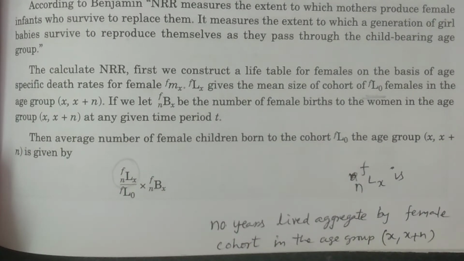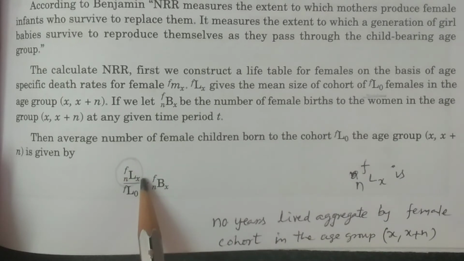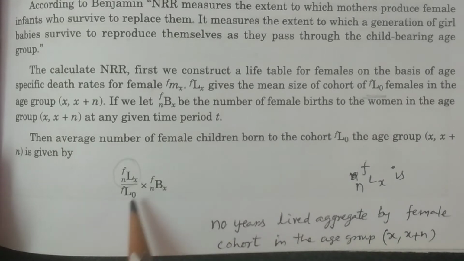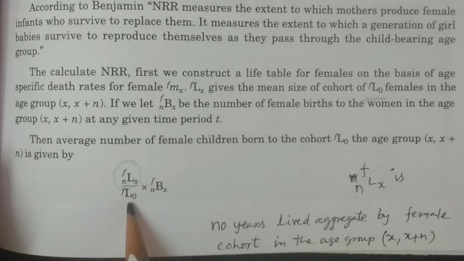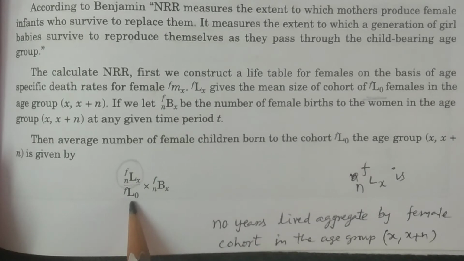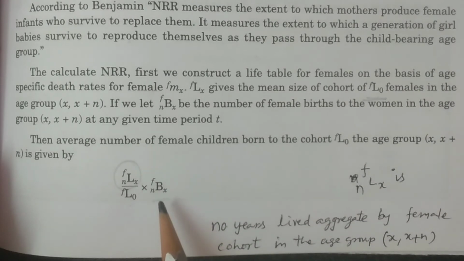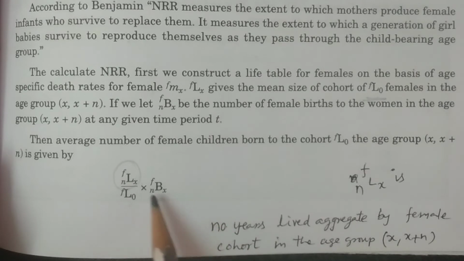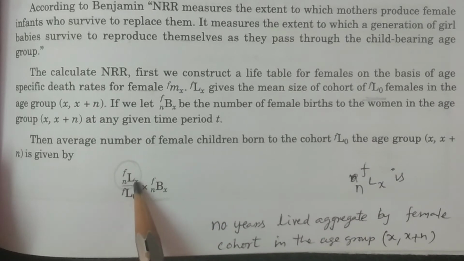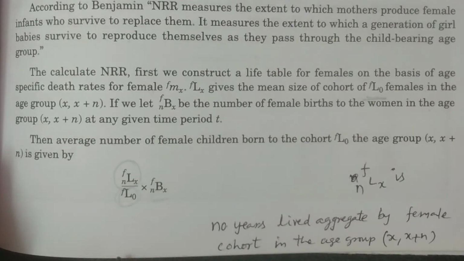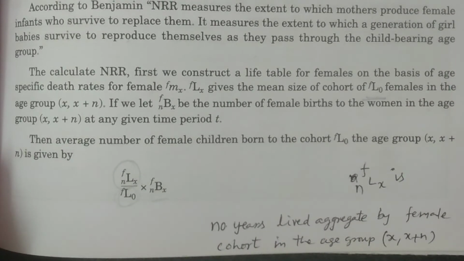Now we have to consider FNLX. It is the number of female person-years lived in aggregate from the cohort, divided by FL naught. FL naught is the cohort, the initial female persons. This is the number of years lived in aggregate by female persons, multiplied by FNBX, that is the number of female births in the age group X to X plus N. This is the female cohort, the initial female population, right?